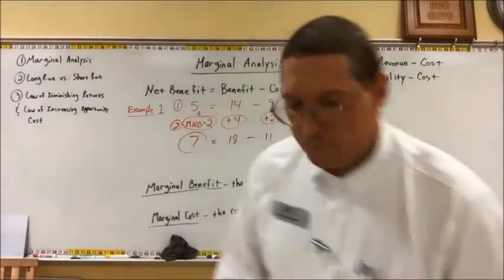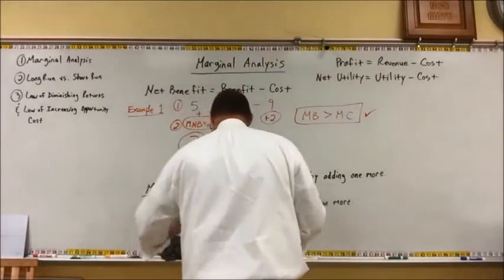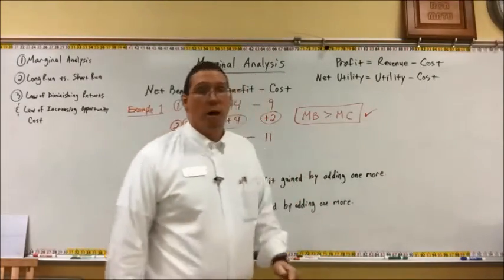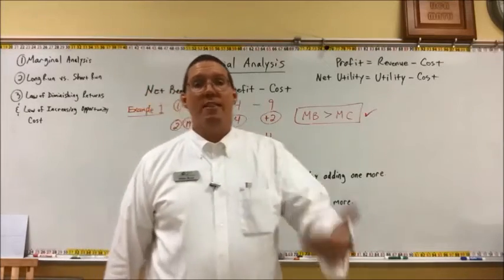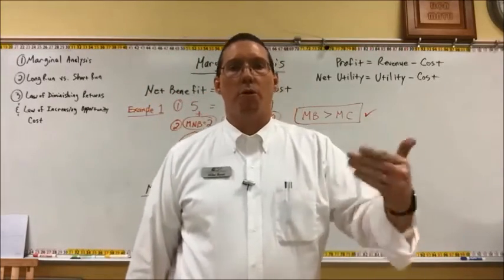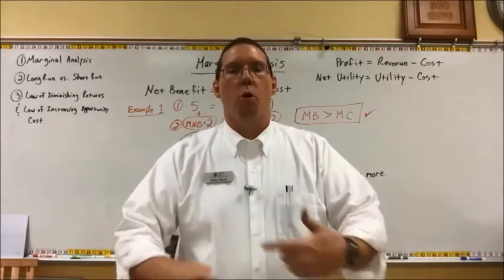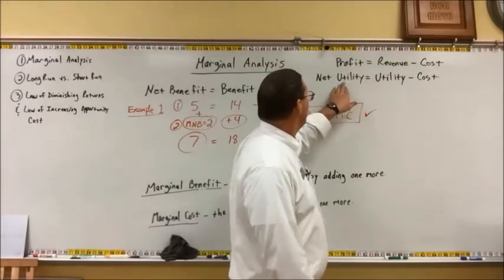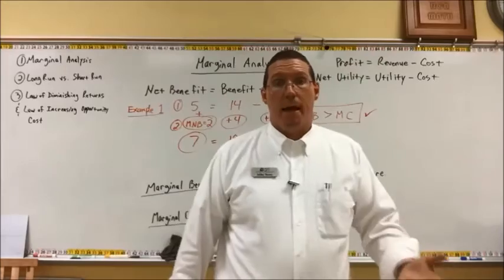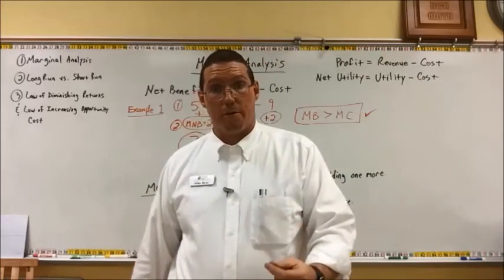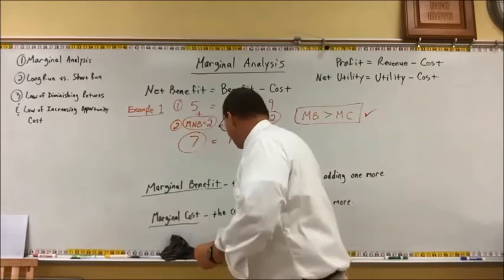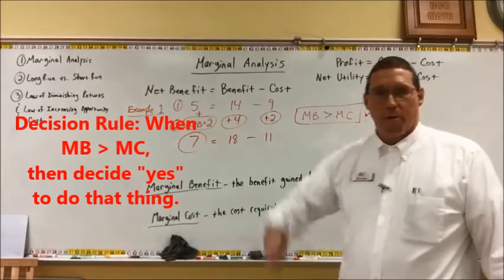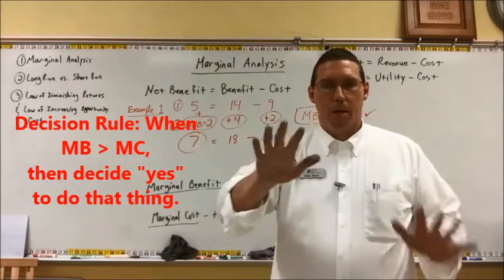So here's what we're going to say. When marginal benefit is greater than marginal cost, then doing that one more thing will increase your overall satisfaction, your overall benefit, your overall utility, your overall profit. And so the decision rule goes like this. A decision rule in economics says, when the marginal benefit is greater than the marginal cost, do it. Okay? Let's do another example.